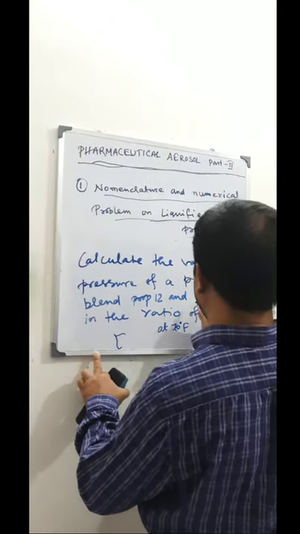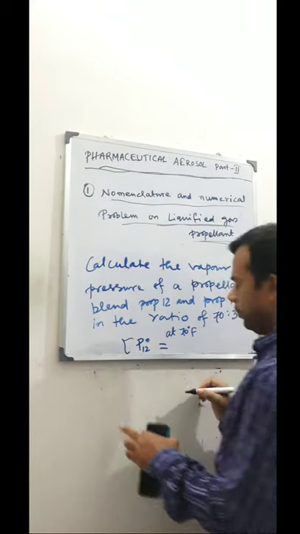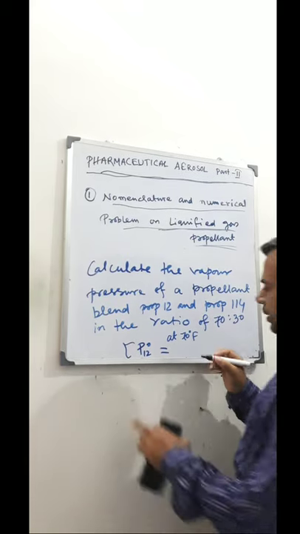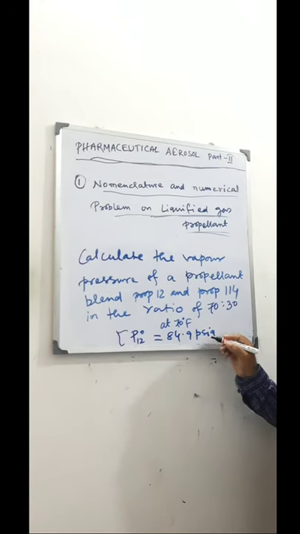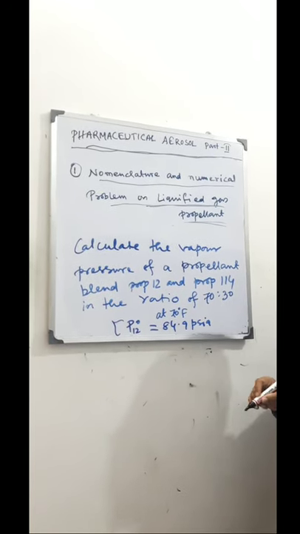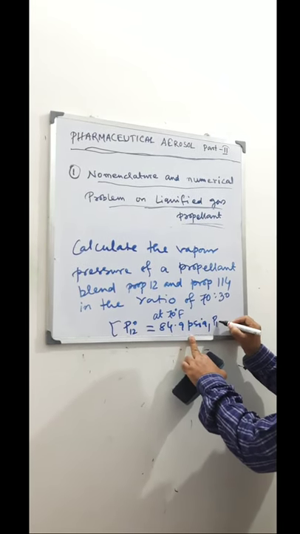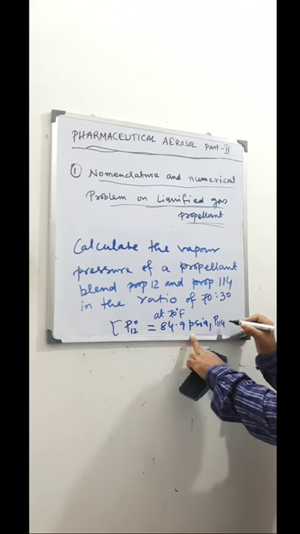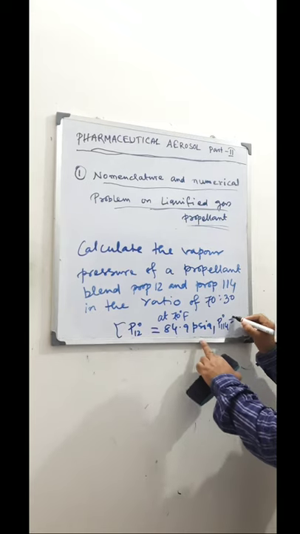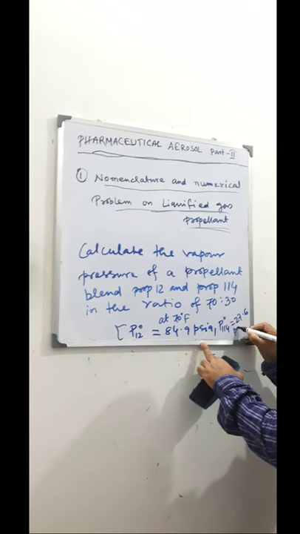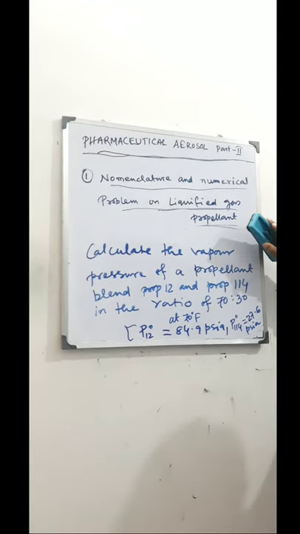Here the given data are: the vapor pressure of the pure component of propellant 12, P12, equals 84.9 PSIA, that is pounds per square inch absolute. Similarly, the vapor pressure of the pure component of propellant 114 is 27.6 PSIA. This is the problem. Now how to solve it?